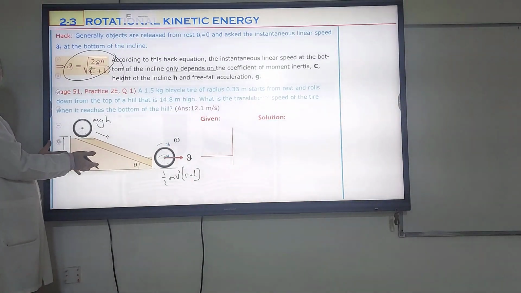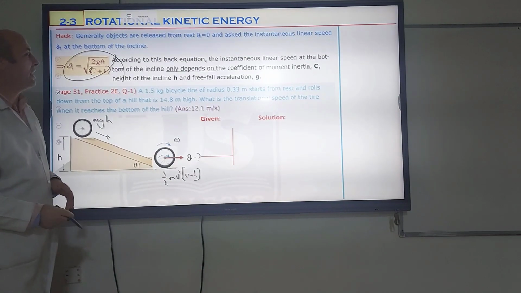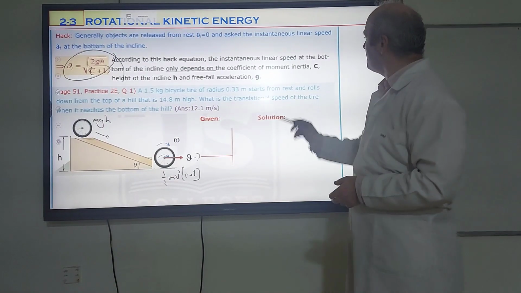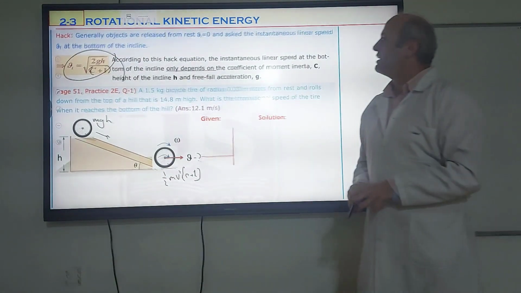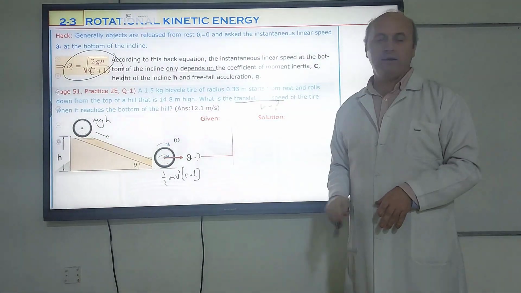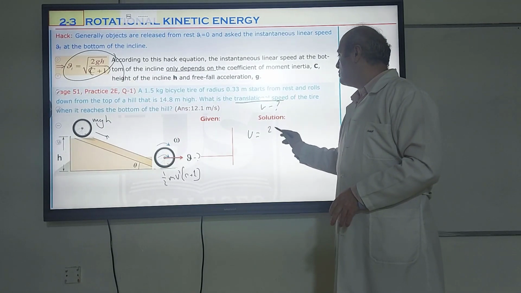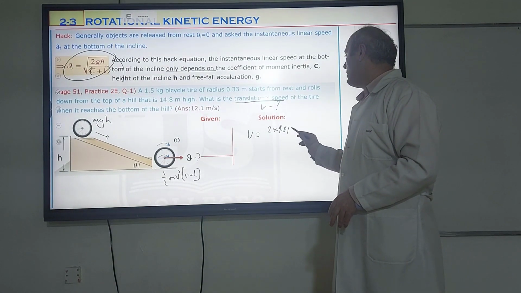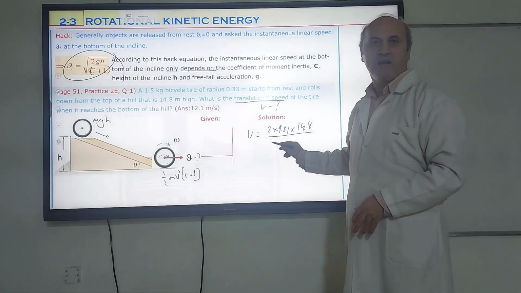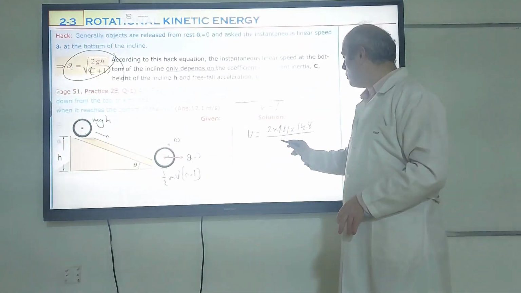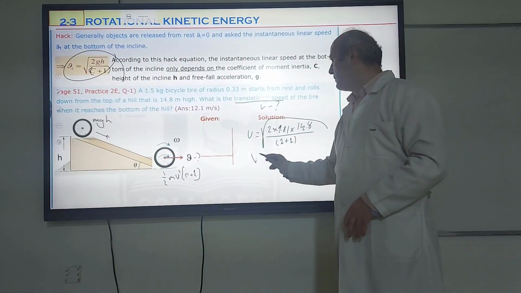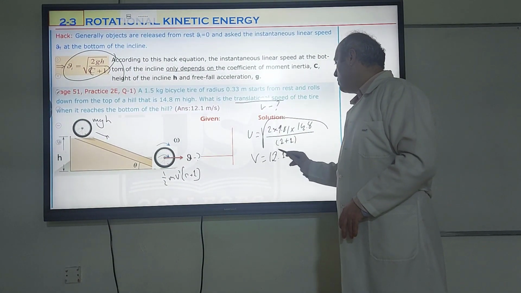For example, let's apply this. Find v for this bicycle tire. A 1.5 kilogram bicycle tire with a radius of 0.33 meters starts from rest and rolls down from the top of a hill that is 14.8 meters high. What is the translational speed? Find v at the bottom of the incline. So v is equal to the square root of 2 times 9.81 times h, which is given as 14.8, divided by C plus 1. What is C for a bicycle tire? It's a ring about the symmetric axis, so 1. 1 plus 1. So it's going to be 12.1 meters per second.